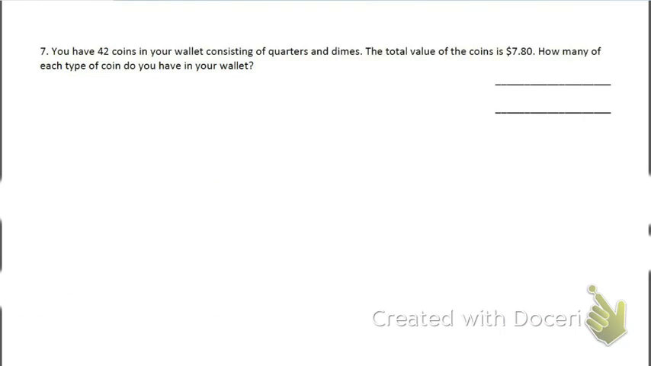You have 42 coins in your wallet. Underline that. That's important. Consisting of quarters and dimes. Okay, before we even move on, we're going to be talking about total dollar amounts or amounts of the coins. What's the value of a quarter? 0.25. So I'm going to write that 0.25. Remember, we're talking about the value, so you have to do it in terms of a decimal. Okay? What's the value of a dime? 0.10.